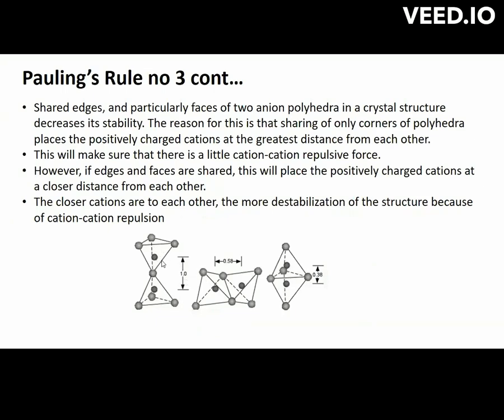So for example, let's check here. In here, we are sharing the corners. If you're sharing the corners, you can tell that the distance between these cations is broad. So we are avoiding the cation repulsion, and that makes this mineral hard, or stable.